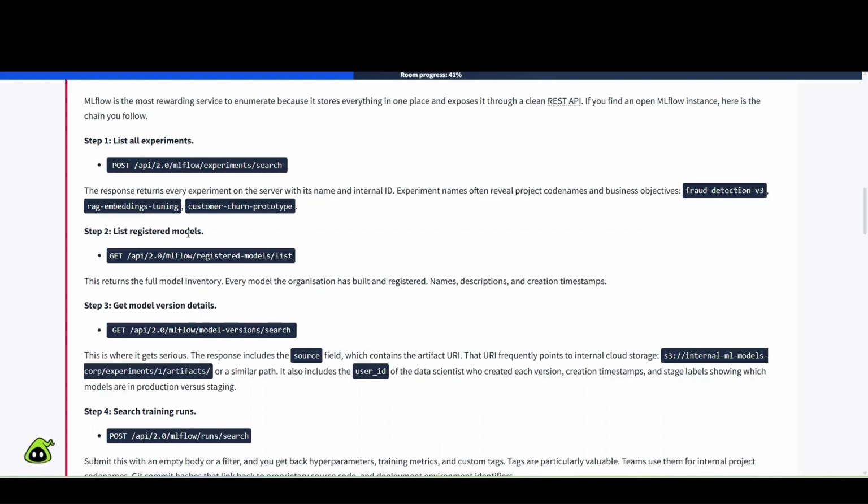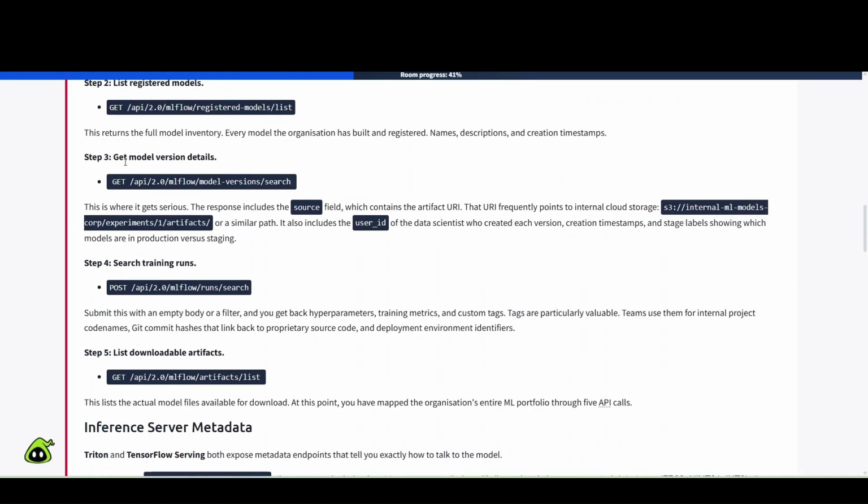Step number 2, list registered models. So this time it's a GET request to that list here. This returns the full model inventory, every model the organization has built and registered: names, descriptions, and creation timestamps. Step 3, get model version details. All right, so another GET request. This time it's going to this model versions search here. This is where it gets serious.